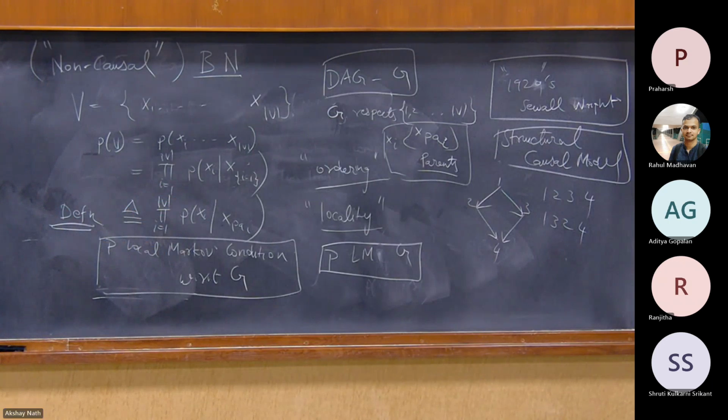Okay. Now, you can take any subset, and this will still be true. Any set of non-descendants of x_i will be independent. The moment you condition on parents, you're basically decoupling it from every other non-descendant. By the way, I'm not saying that x2 is independent of x4 given x1, because 4 is a descendant. I'm only talking about non-descendants, right?